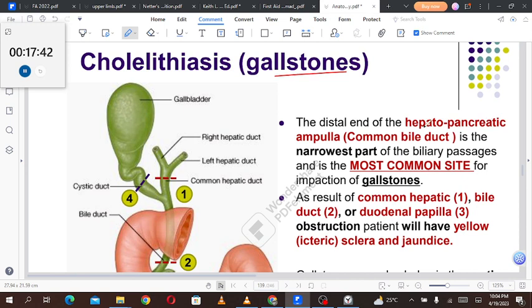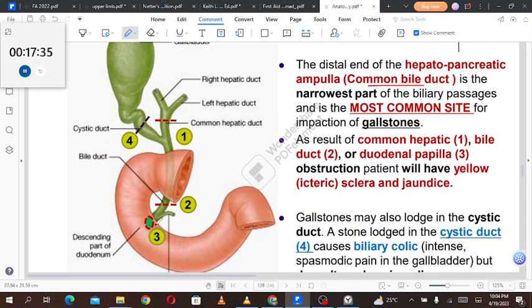The distal end of the hepatopancreatic ampulla, the common bile duct, is the narrowest part of the biliary passage. This is the distal part of the hepatopancreatic ampulla, over there. The distal part is the narrowest part of the biliary passage and the most common site for the impaction of gallstones.